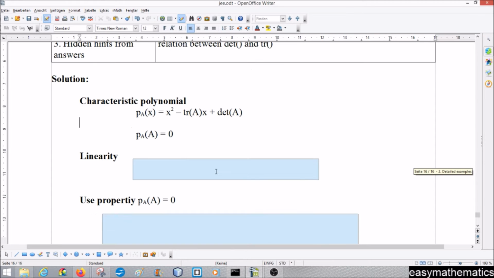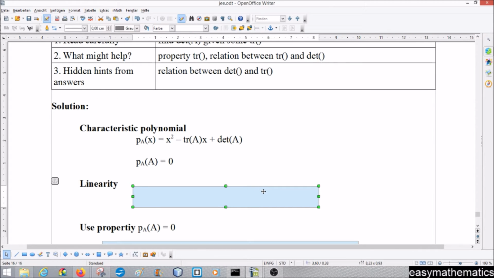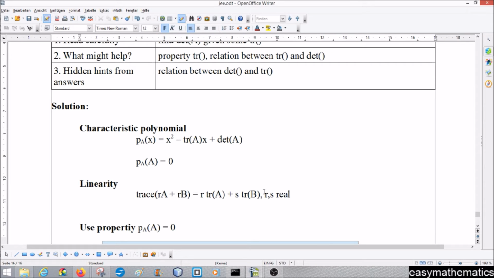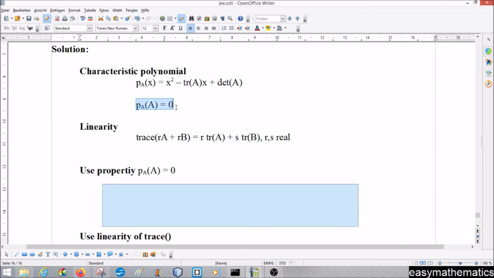And for the trace, it's a very obvious property. The trace is linear, so trace of r times A plus s times B is r times trace A plus s times trace B. So the trace of a sum is the sum of the traces. It follows immediately from the definition of matrix addition. So this is not difficult. This is very obvious. And how can we solve it? We will use this property. This is the basic key, and this is the key of this task.